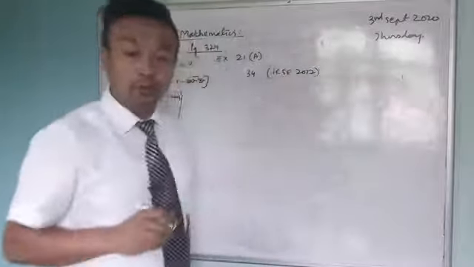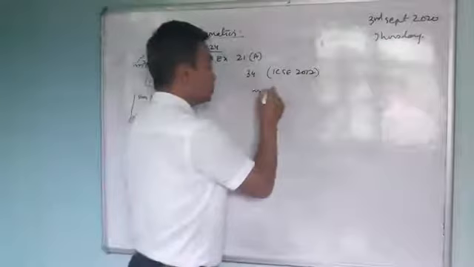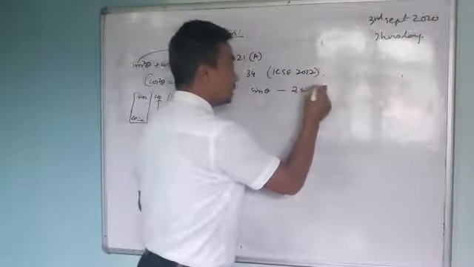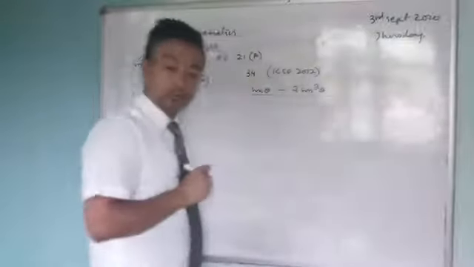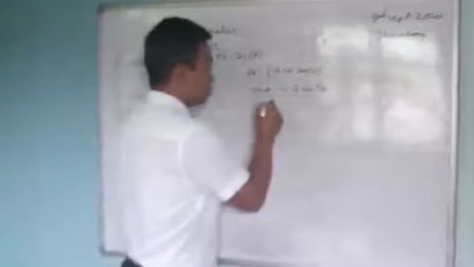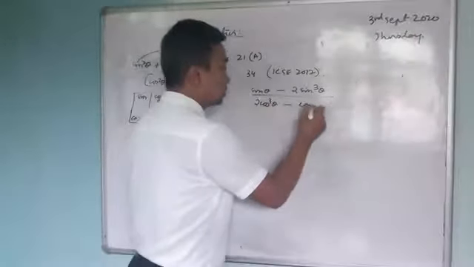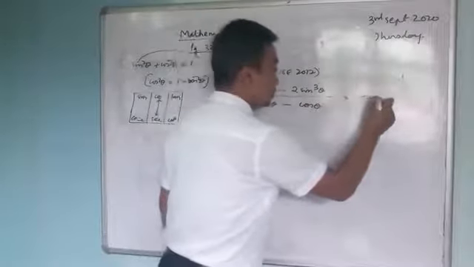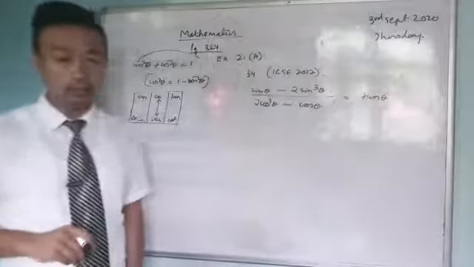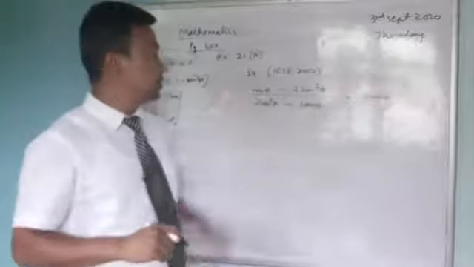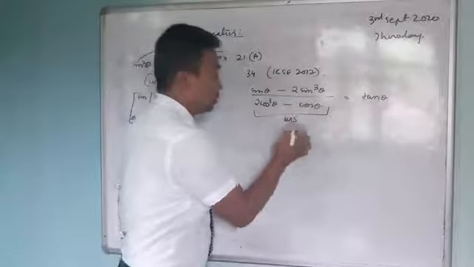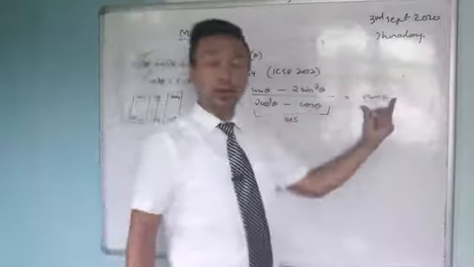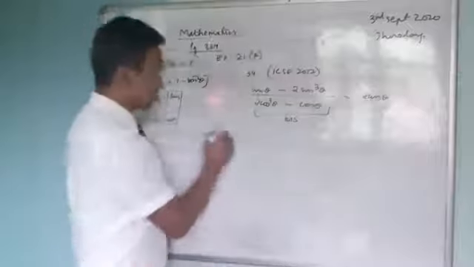Let us write down the question. Sine theta minus 2 sine cube theta divided by 2 cos cube theta minus cos theta equals tan theta. So this is your question. This is your left hand side. You have to solve this left hand side and reduce it to only one thing, that is tan theta. So let us start.